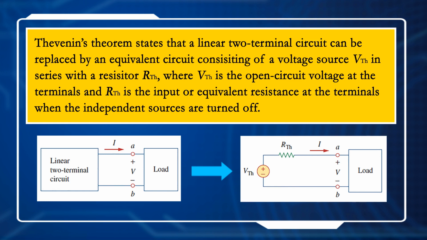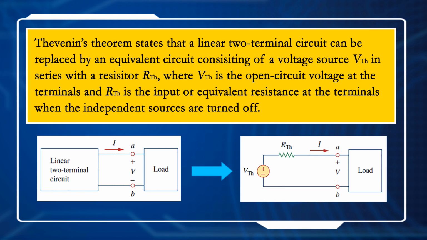For example, for the original circuit on the left, there is a linear two-terminal circuit on the left of this graph, and on the right side of this graph there is a load, and the terminals between them are node A and node B, and we can find the terminal current I and the terminal voltage V.